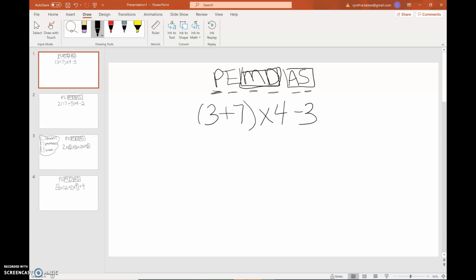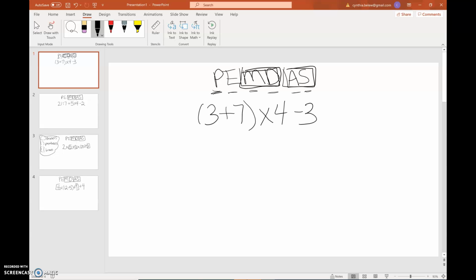But here's where students tend to mess up with multiplication and division and addition and subtraction. If I have a multiplication and division in one expression, I'm not solving multiplication and then division. I'm solving in order from left to right. So if division is seen first, I divide first. If multiplication is seen first, I multiply first. Same thing with addition and subtraction.